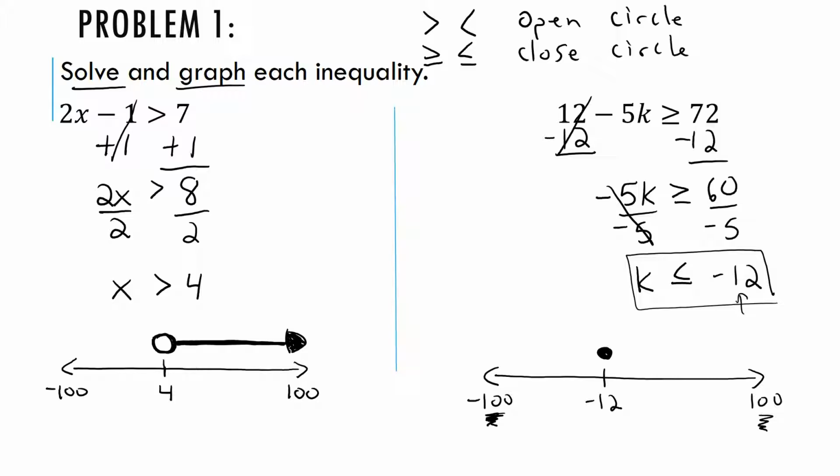Well, I know negative 100 is definitely smaller than positive 100, so I know I need to go to the left because negative 100 is the smaller value. And this said k is less than or equal to negative 12. So that's the graph for our answer.